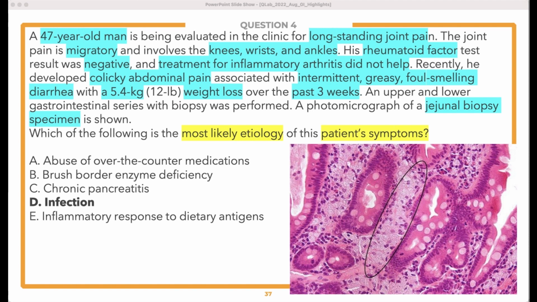And you can see in that image, as circled by that black oval, you can see a lot of foam there, okay? Those are macrophages filled with fatty material, foamy material, okay? That's consistent with Whipple disease, where you see these foamy macrophages in the lamina propria, okay? Let's move on to the next slide. We'll show you what First Aid has to say about Whipple's disease.